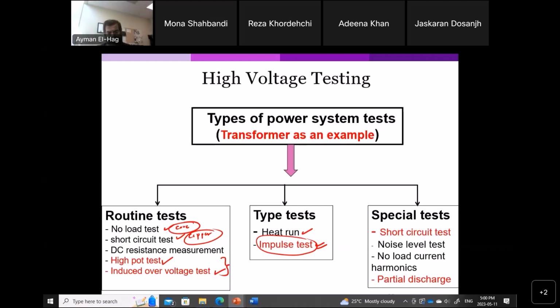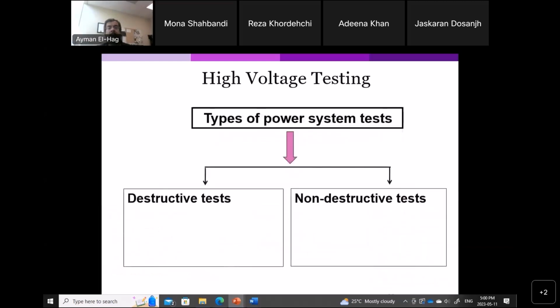Now, when you look at those tests, the high voltage tests, we can classify them into two different types as well. These are the tests basically from the insulation perspective, so it is our high voltage test. They could be destructive. What does destructive mean? Destructive means that the test or the asset either passes or fails. Nothing in between. The test will not give you the quality, how good your asset is. It will tell you that your asset passed the test or your asset failed the test.